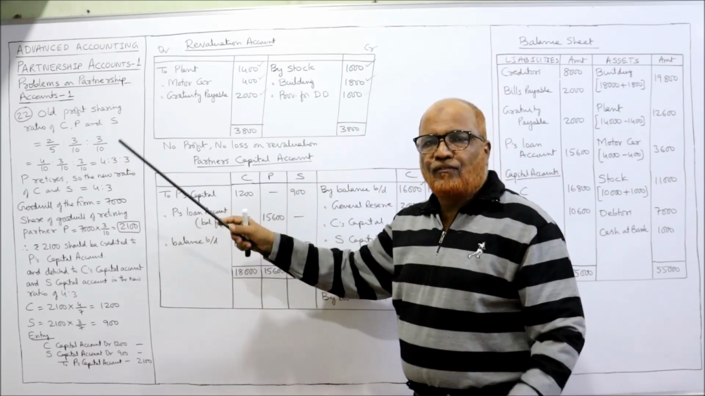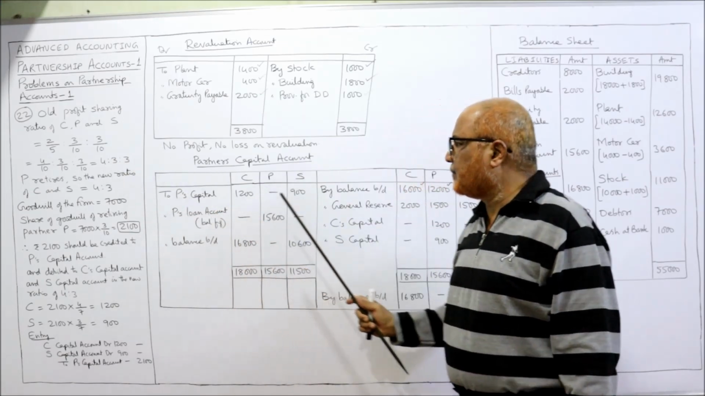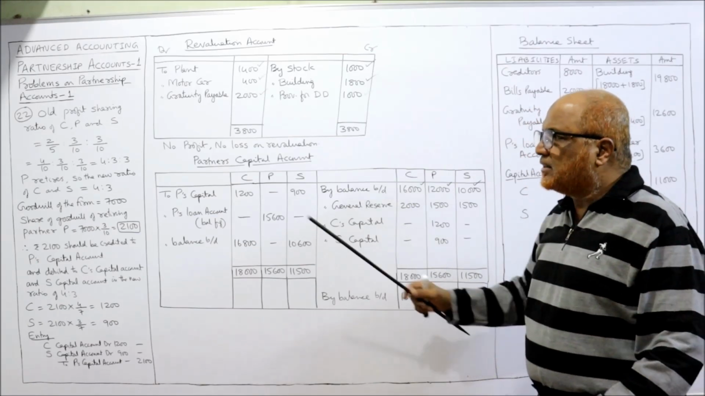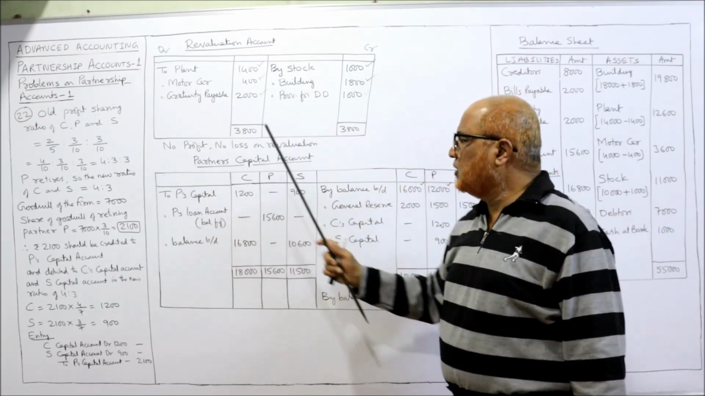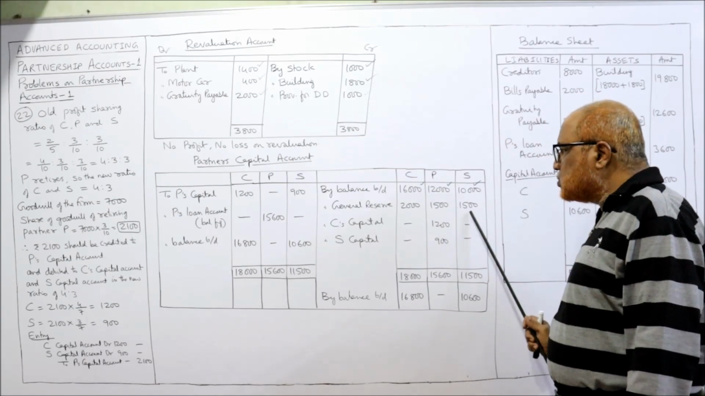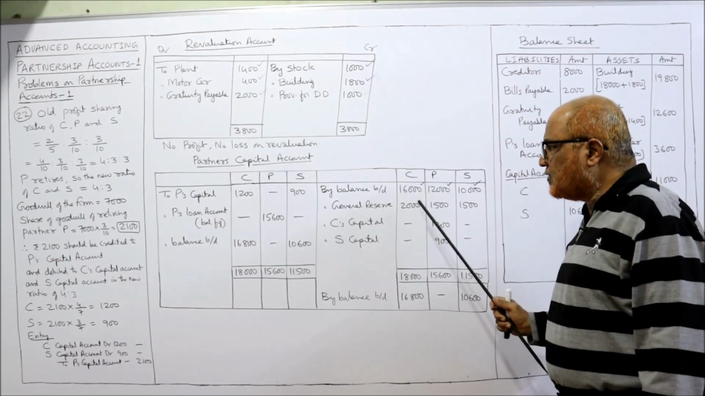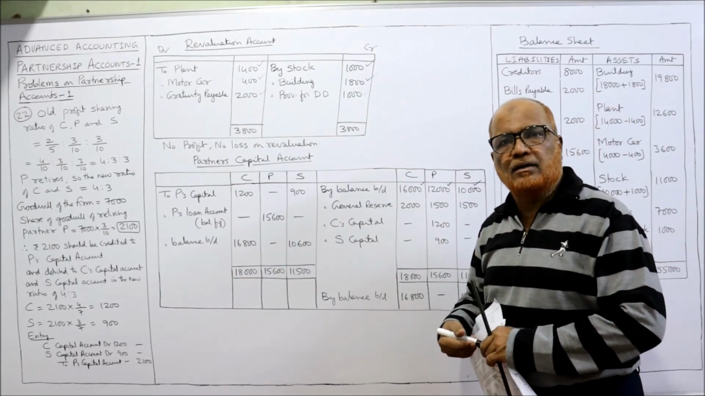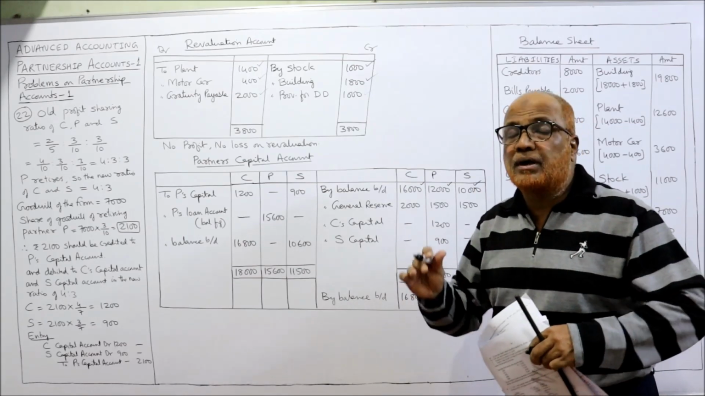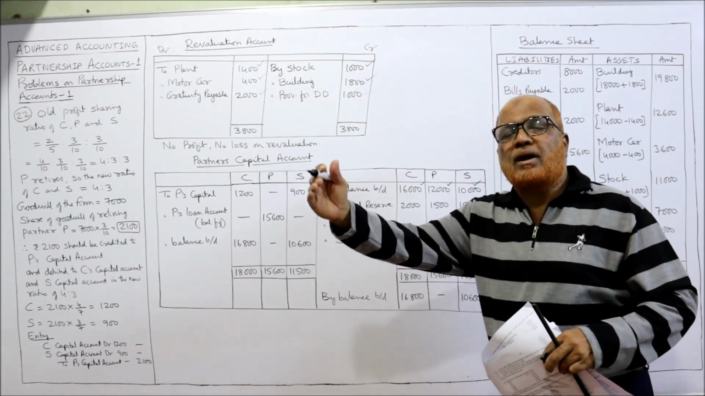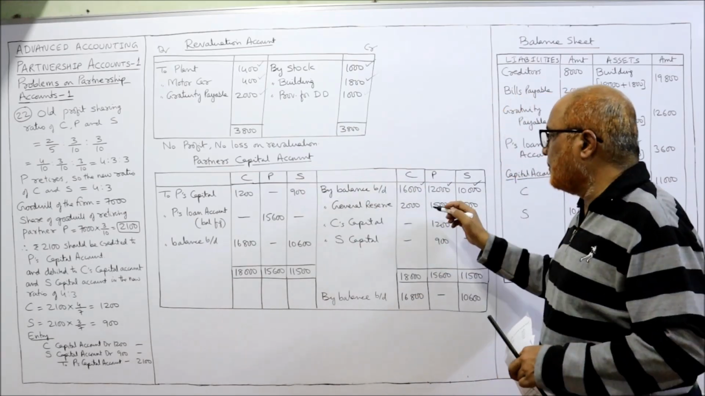4:3:3. So 5,000 into 4 by 10, you will get 2,000. 5,000 into 3 by 10, you will get 1,500. And here also 1,500. General reserve is shared by all the partners. It will not be given in the problem, but it is understood. Whenever a partner retires, general reserve will be shared.